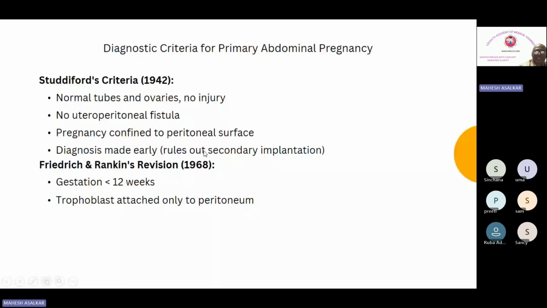These are criteria not asked in the examination, but we'll rush through them. There are Studdiford's criteria, in which there are normal tubes and ovaries. We have mentioned that when you diagnose abdominal pregnancy, it doesn't include tubal or ovarian pregnancy. There is no evidence of injury, no uteroperitoneal fistula, the pregnancy is confined to the peritoneal surface, and the diagnosis is made early, ruling out secondary implantation. Then there are Friedrich's criteria, in which gestational age is less than 12 weeks and the trophoblast is attached only to the peritoneum. Here there is a direct attachment of the trophoblast to the peritoneum. So these are the diagnostic criteria.